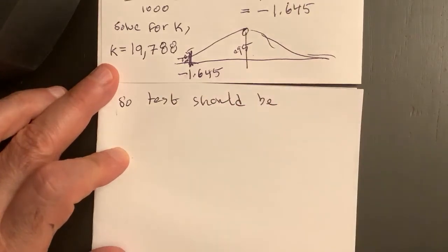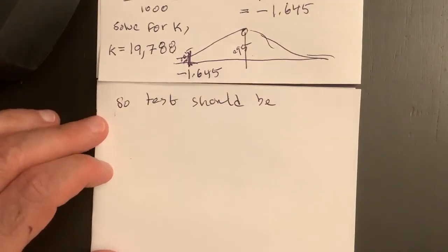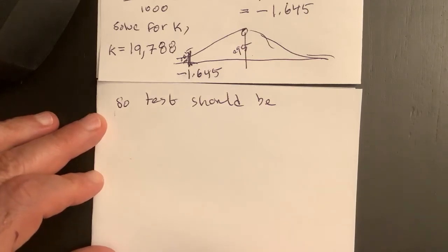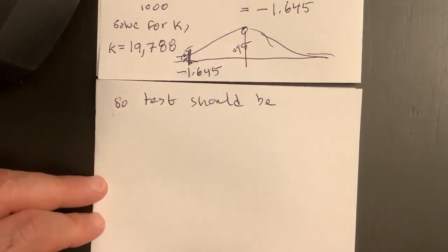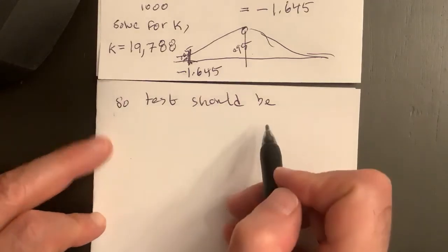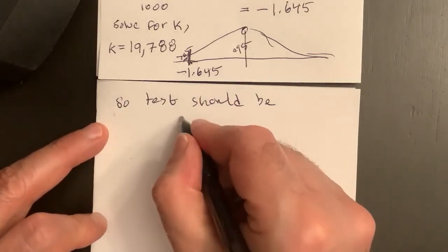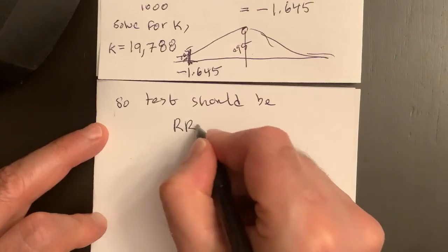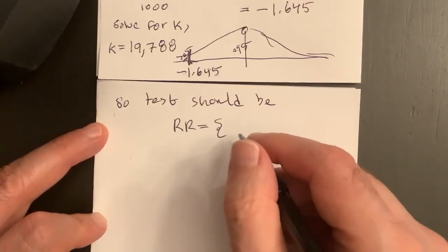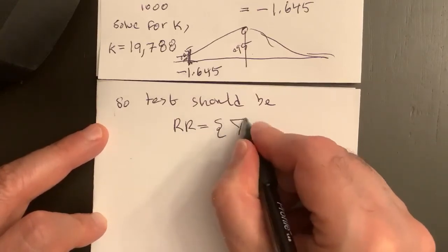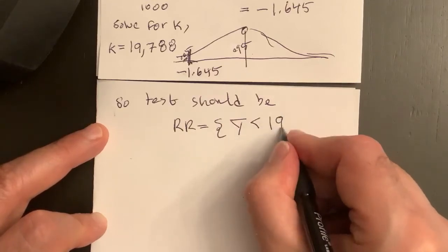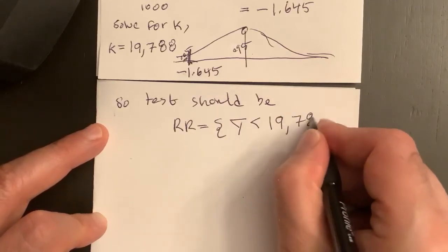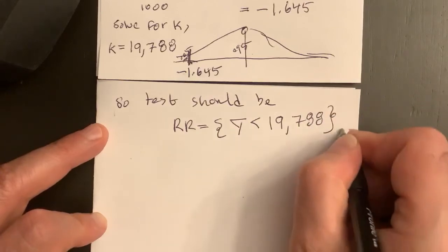see the pattern is I write the form y bar less than k. I know which direction I want to go to, but you have to do some calculations to actually find k based on the alpha that's given. So the test should be RR equals, the test is completely specified by this, right? y bar less than 19,788. So that's the rejection region.